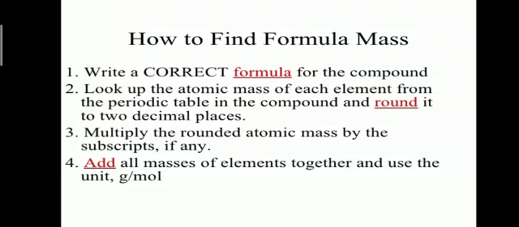Multiply the rounded atomic mass by the subscripts. Subscripts means how many atoms are present. For example, in H2, it means 2 hydrogen atoms are present. Add all the masses of elements together and use the unit gram per mole.